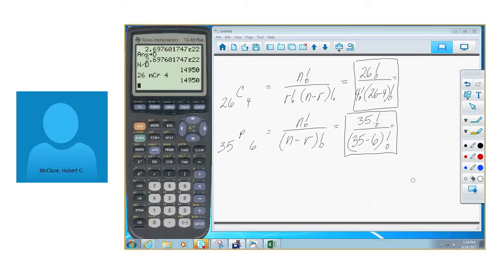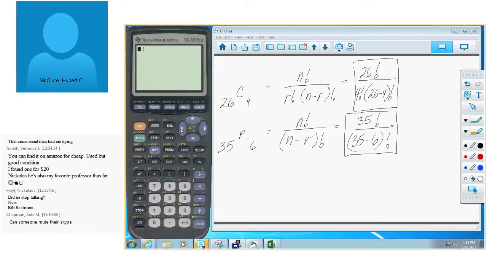Now to do permutation, clear. Numerator, 35 factorial. Second, enter. Second, enter. Second, enter. Microphone, please. I hate to ask, but please. There we go. 35, second, insert, 3, 5, leave, enter. That's our numerator. So store, alpha, N, numerator.